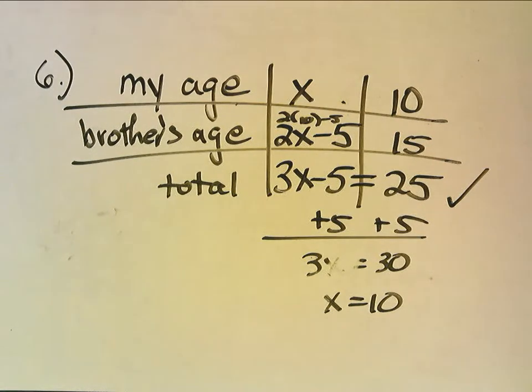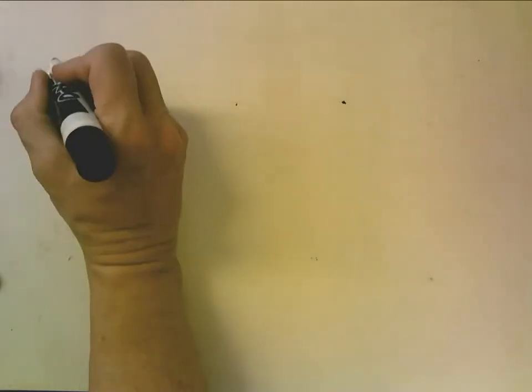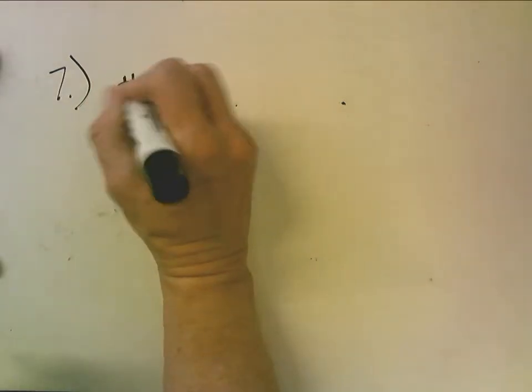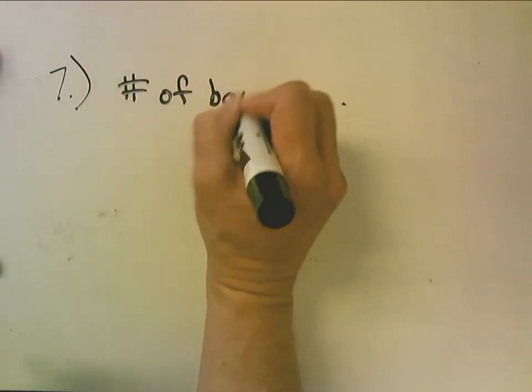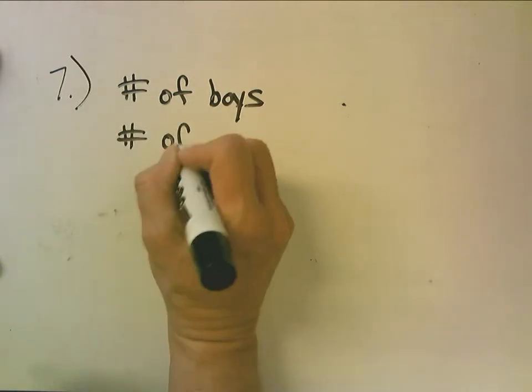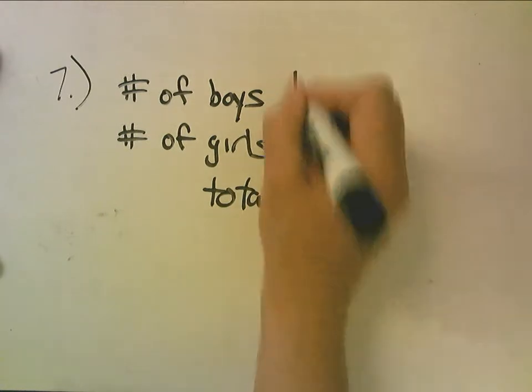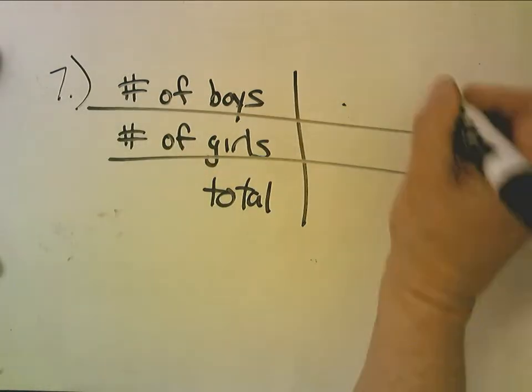Now, let's do number 7. Number 7 is very similar to 6. It says, I have 15 fewer girls in my classes than boys this year. If I have a total of 115 students, how many boys and how many girls? So my unknown is number of boys, number of girls, and total. Well, I know the total, but my unknown is how many boys, how many girls.